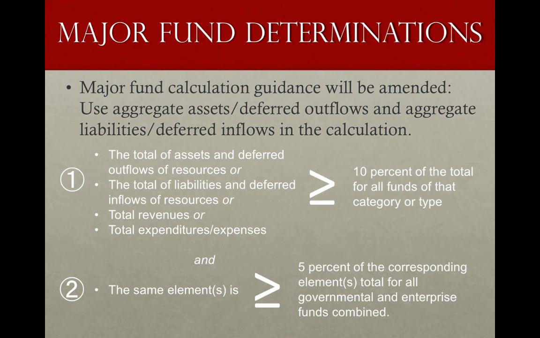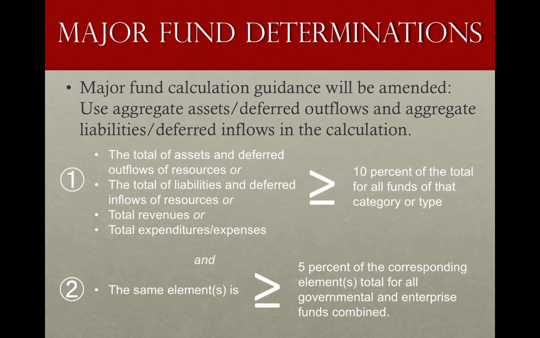What has changed here, essentially, is that some of those things that were assets are now deferred outflows, and some of the liabilities are now deferred inflows. So you're going to combine those assets and deferred outflows, or liabilities and deferred inflows, for the purpose of doing this calculation. There are some things like bond issuance costs that are not even deferrals now; they're current period inflows and outflows. So that may affect some of the major funds.